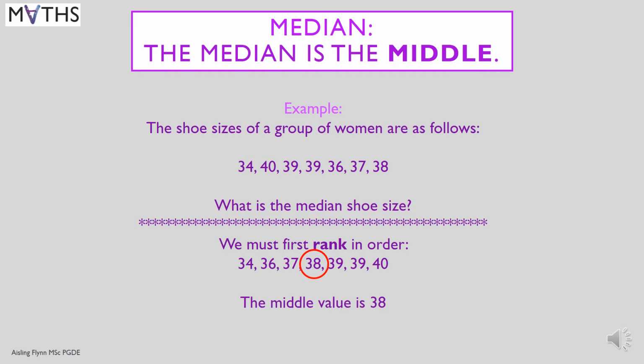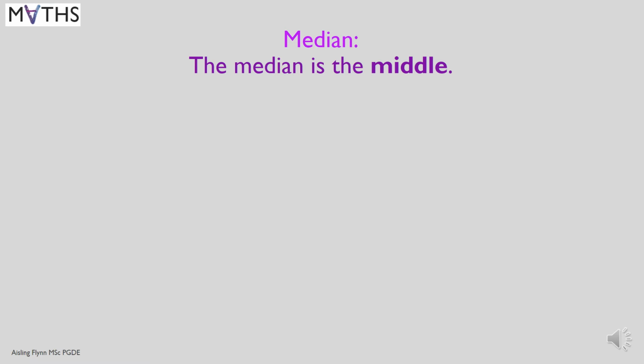Now another way to do that, if you had a very long list, would be to start with your pen and start by taking one number from the bottom and one from the top. One from the bottom, one from the top, one from the bottom, one from the top, and then you're left with the middle value. And here the median shoe size is 38. So the median is the middle.